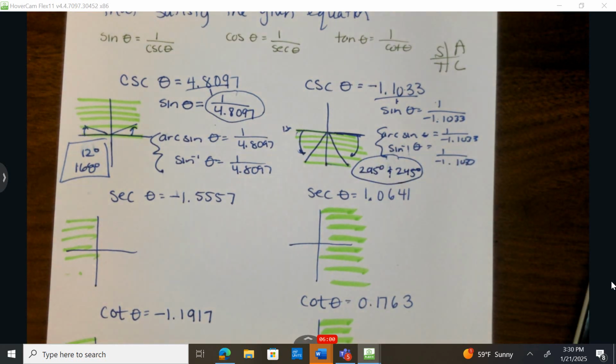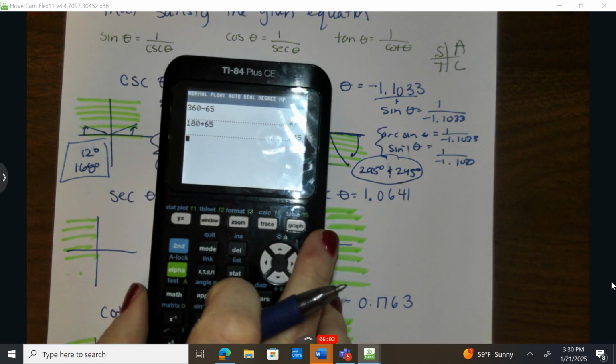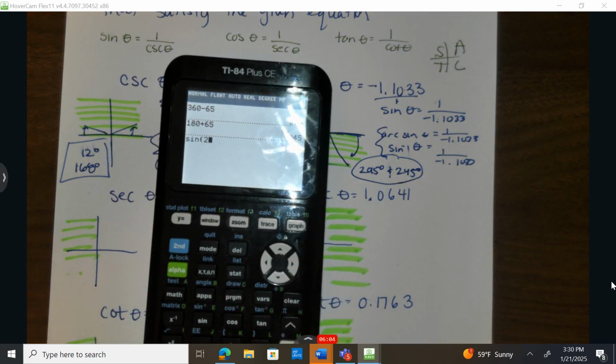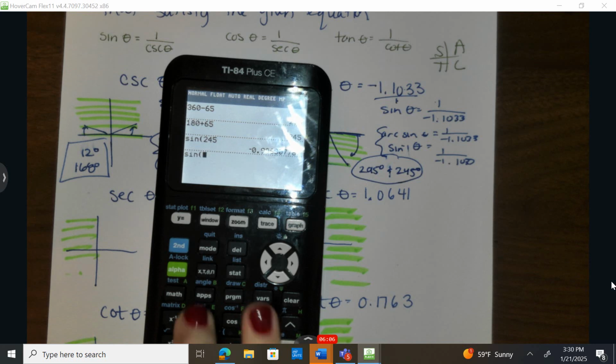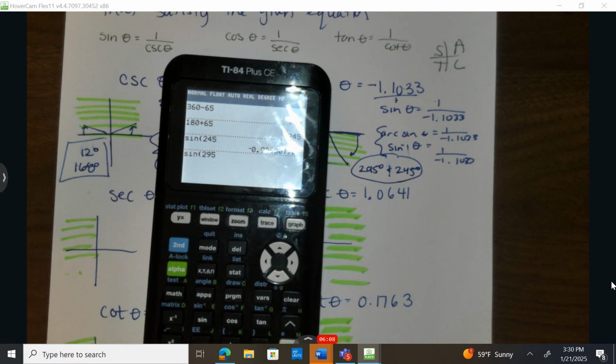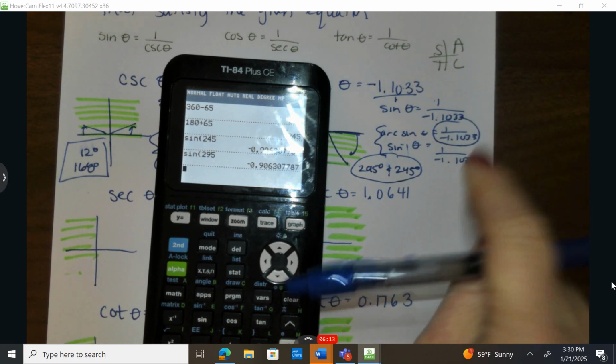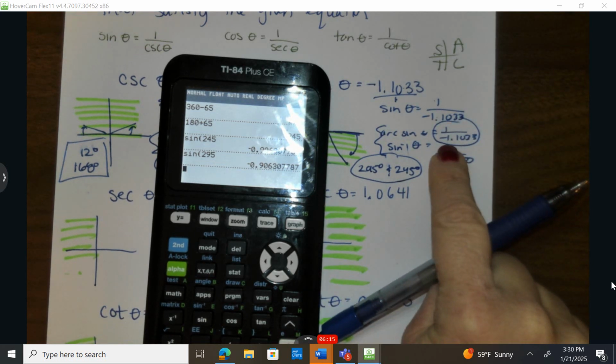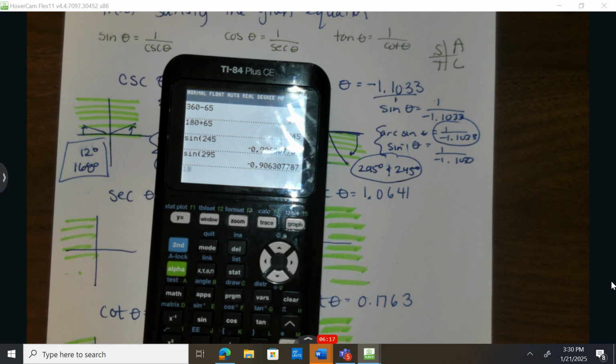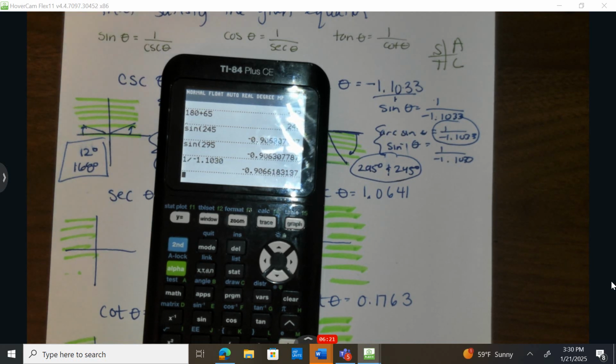Is there a way I can check this? Absolutely. Let's go ahead and check. The sine of 245, the sine of 295, we can take the exact same measurement. And now let's go ahead and just check to see, is this value equivalent to these decimals? 1 divided by negative 1.1030. We can see it's exactly the same. I feel confident in my answers.